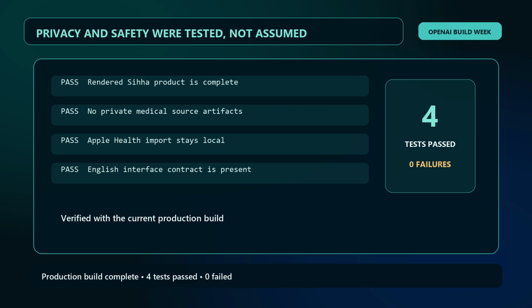Privacy was tested, not assumed. Automated checks confirm that the repository contains no private medical source artifacts, the importer includes no network request, the synthetic zip fixture and report assets are shipped, and the rendered product plus English interface contract are present. The current production build passes 4 tests with 0 failures.